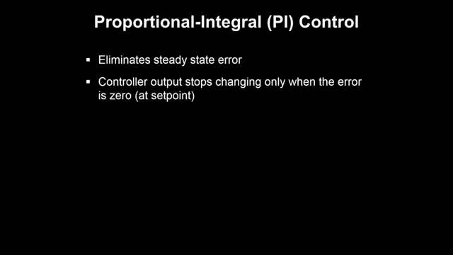So what do we get with proportional integral control, or PI control? Well, we can get rid of that steady state error, and that's because with the integral component, it's constantly summing up or accumulating the error over time. So even if you have a small error, it's going to adjust the magnitude of the control response until that error goes to 0.